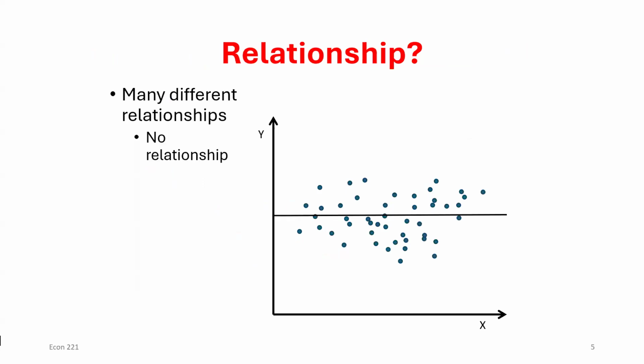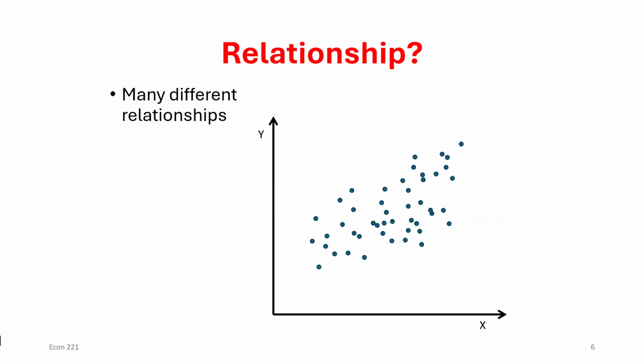If I had something like this, what's my beta 1 going to be? What's my slope coefficient? Basically 0. There's no relationship, right? What about something like this? Well, now I know it's positive, right? Now, initially, we're just going to look at linear relationships.